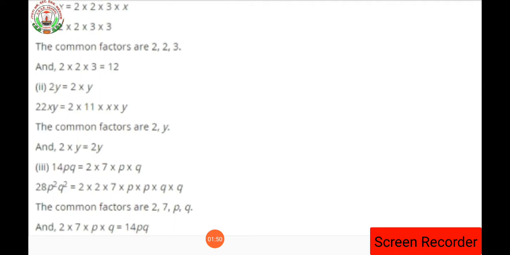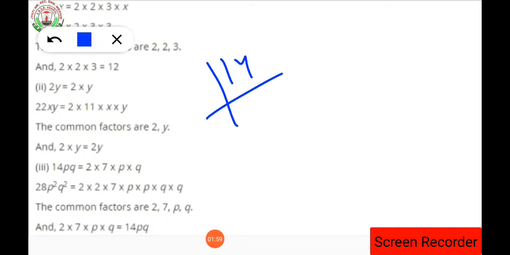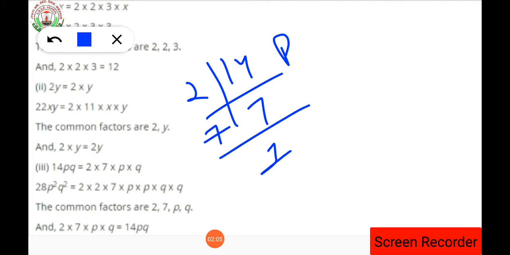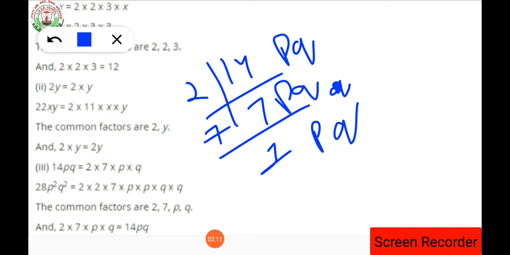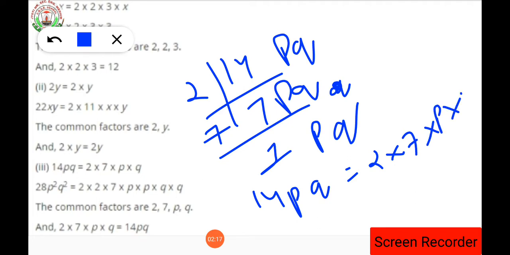In the same way we are going to see the rest of the questions. That is 14pq, find the common factor. How to find it? We are going to find the factors of 14 like this: 2 times 7. About p and q, they will remain as p and q itself, isn't it? So the factors of 14pq will be 2 into 7 into p into q, isn't it?